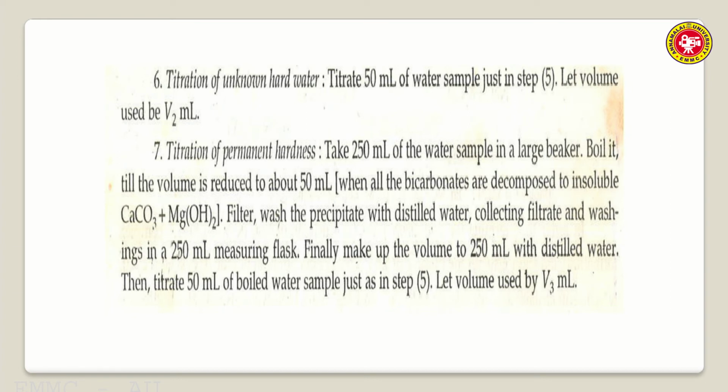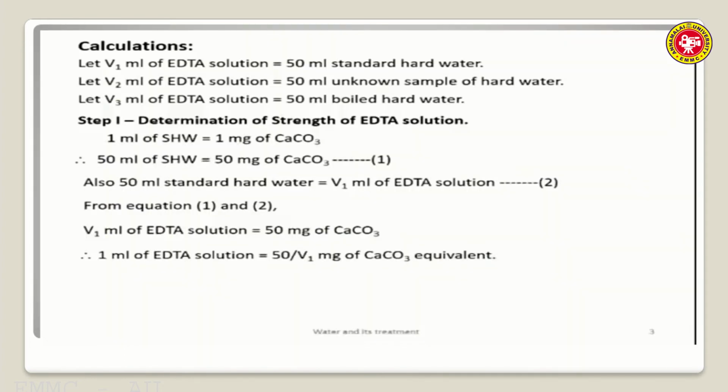So 3 sets of titrations we have performed. I repeat again: first set of titration is with EDTA and standard hard water prepared by me. Second is EDTA and 50 ml of sample hard water given from the industry. Third titration is EDTA versus 50 ml of boiled sample hard water. Okay, now let us see the calculation. Whatever I said is summarized here.